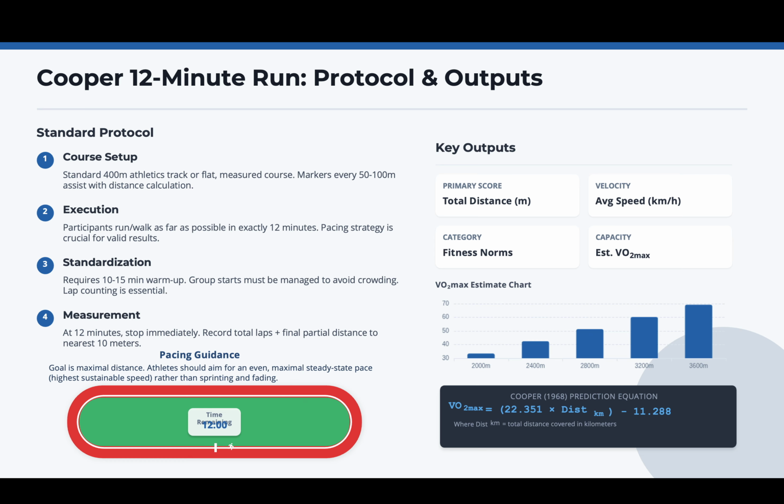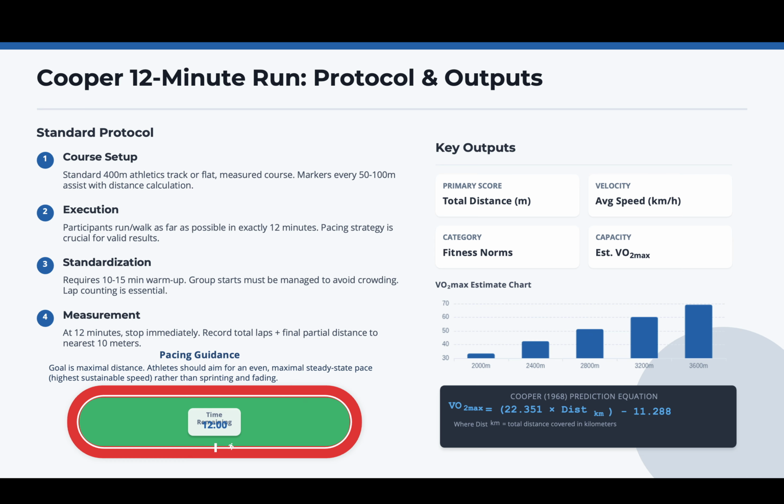Pacing strategy is crucial for valid results. Standardization requires a 10 to 15 minute warm-up. Group starts must be managed to avoid crowding, and lap counting is essential for the test. After 12 minutes, you stop immediately. You record the laps plus the final partial distance to the nearest 10 meters.